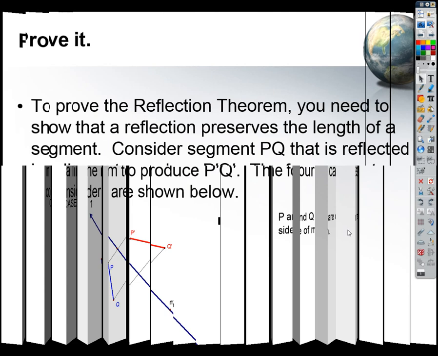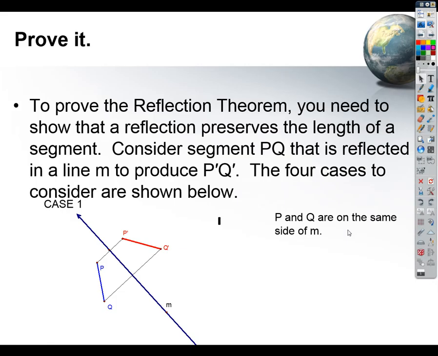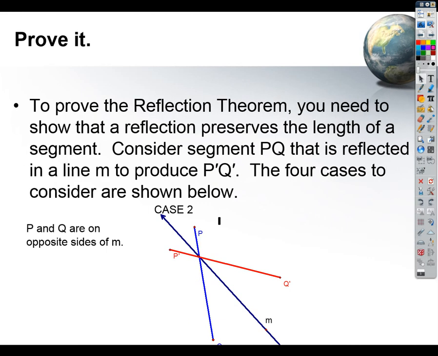So reflection, we already said, is an isometry. To prove that, you know what? We're not going to do this today. We're a little short on time. We're not going to do that. Okay.